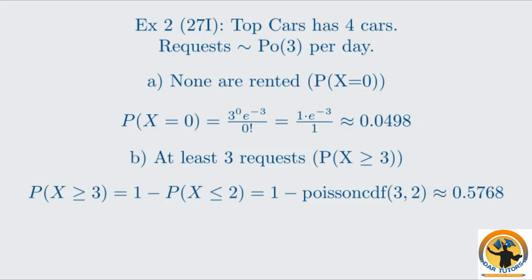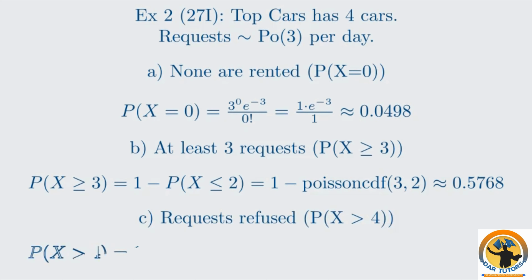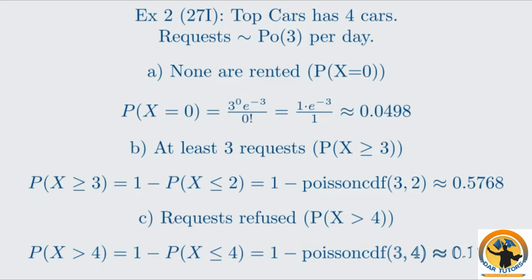Part C asks for the probability that some requests will have to be refused. This happens if the number of requests is greater than the number of cars they have. Since they have 4 cars, requests are refused if X > 4. So we need to find P(X > 4). Again, using the complement rule, this is 1 minus P(X ≤ 4). Using the Poisson CDF, this is about 0.1847. There's an 18.5% chance they'll run out of cars.